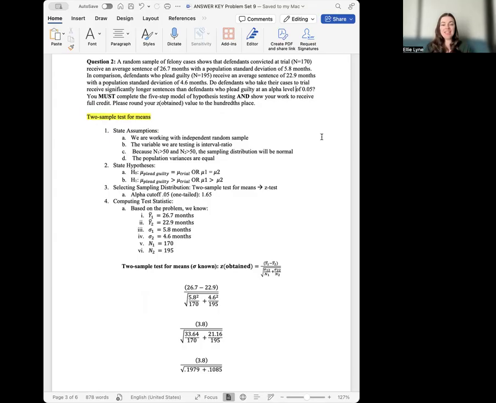The variable we are testing is interval ratio. Here I see that we have an average sentence length, right?